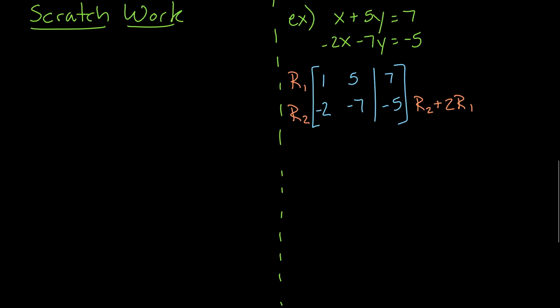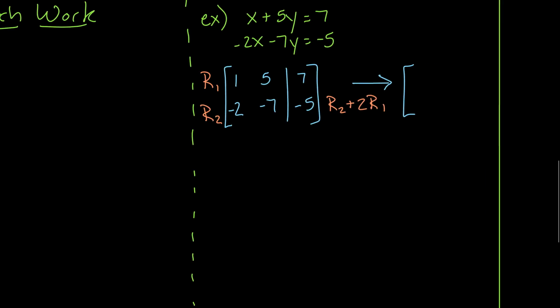Now, because I wrote that little expression next to row 2, that means row 2 is going to be the thing that's changing. Row 1, we're just rewriting. It does not change. So you draw a little arrow and you rewrite your matrix, keeping the top row the same. But the bottom one's going to change, so I'm going to leave it blank for now.